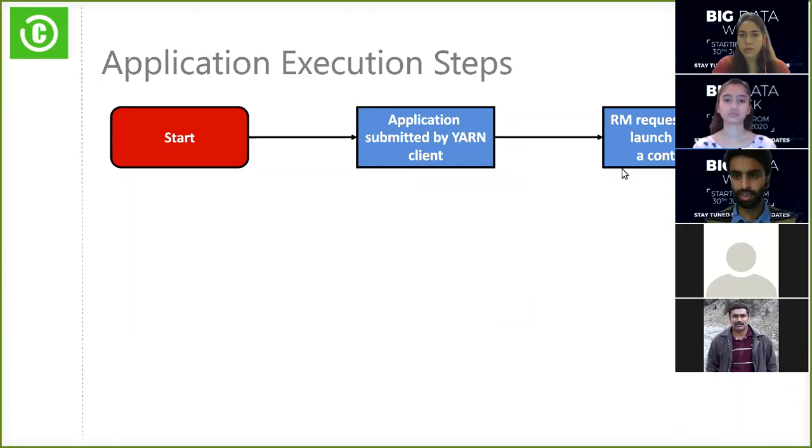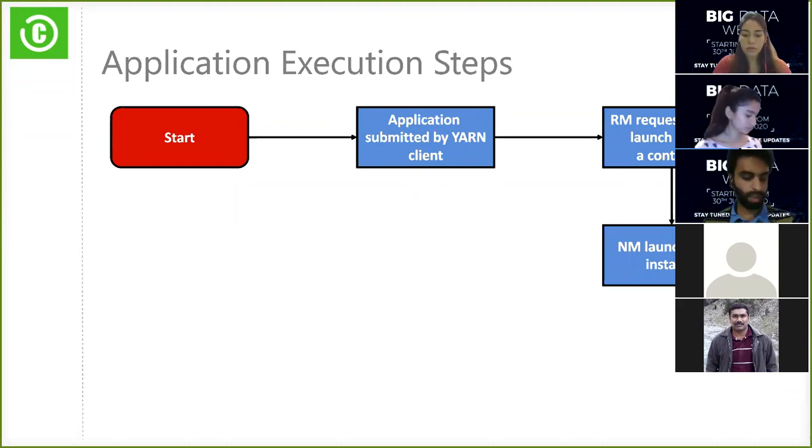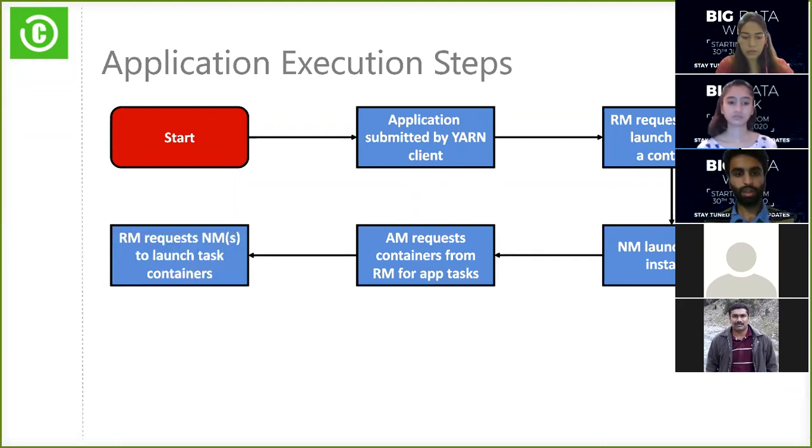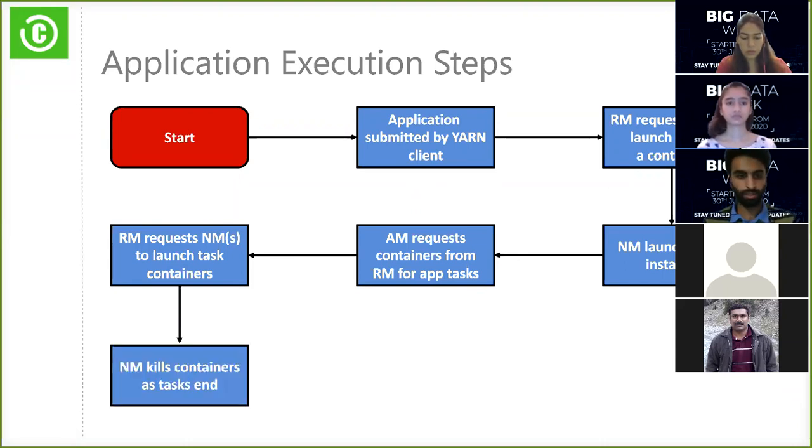once the application is submitted, the resource manager requests the node manager to launch the application master in a container. Once the application master is up, it requests the node manager to launch the specific task containers to execute its tasks. Next up, the application master requests multiple task containers from the resource manager, and then the resource manager launches these respective tasks in containers on specific node managers.